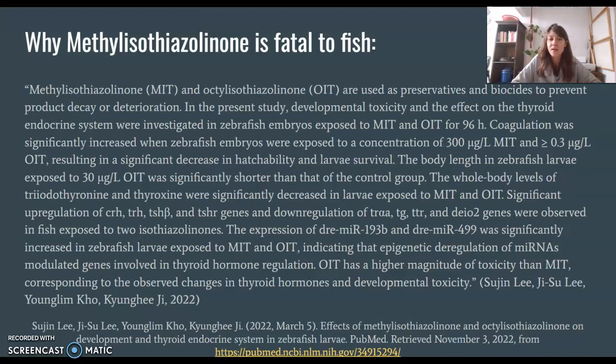What they found in this study was that the zebrafish larvae that were exposed to MIT had an epigenetic deregulation of miRNAs. So essentially their genes didn't quite form properly. And so this had an effect on thyroid hormone regulation. They also noticed that there was a high level of toxicity for these fish. And so this was something that affected them for the lifespan and not just when they were in that larval stage.